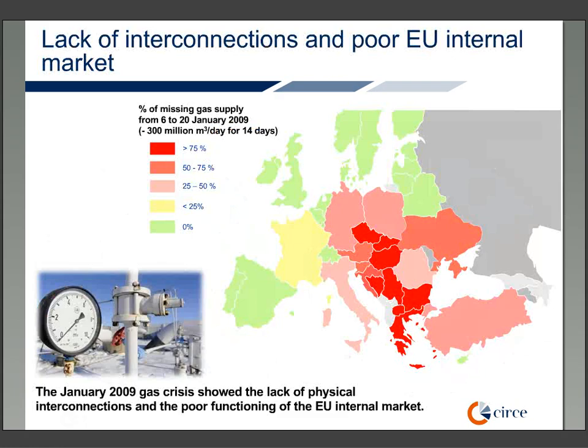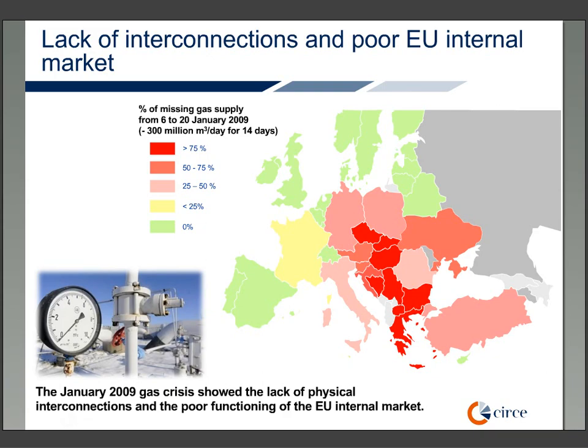Another important factor that underlines the energy policy is the interconnection of the internal energy market in Europe. In 2009, the Russia and Ukraine gas crisis showed the lack of physical interconnection and the poor functioning of the European internal market, with several member states facing severe energy shortages for several days. Now the European Union aims to fully integrate national energy markets to give consumers and businesses more and better products and services, more competition and more secure supplies to avoid crisis situations like this one.